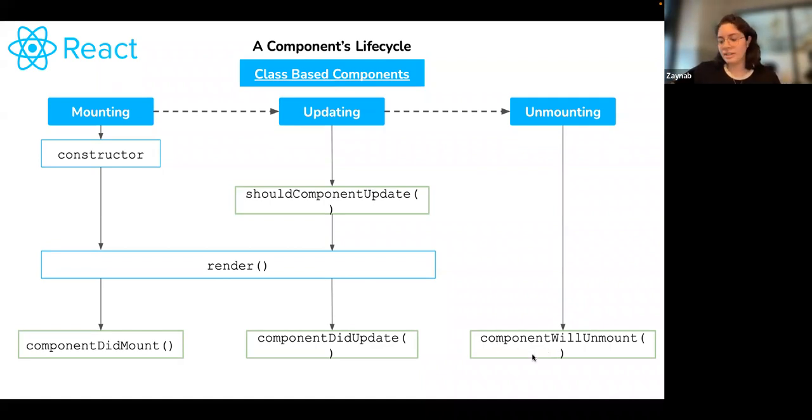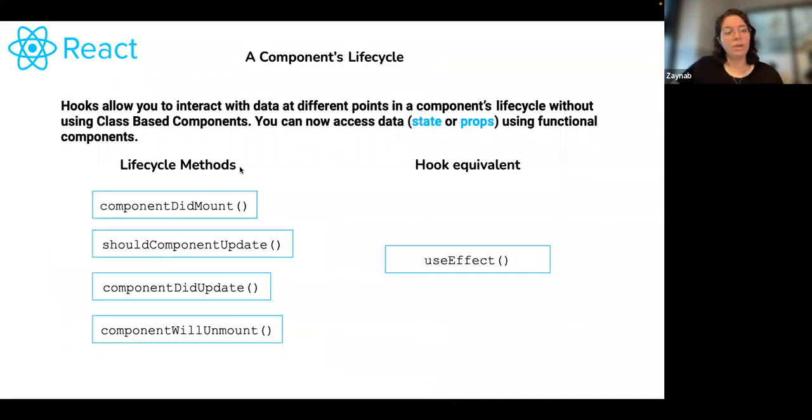So in this, you can clear data or do something that you want to do right before your component finishes. I mentioned hooks. Hooks are going to allow us to interact with the data at different points in the component's lifecycle without using these class-based components. So now we can access the data, the state or the props using functional components. Instead of all of these, we can just use effect, and we'll see more examples of that later.